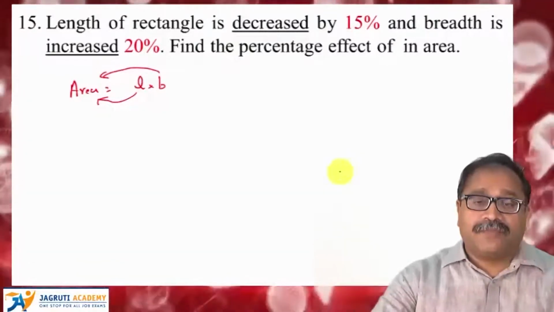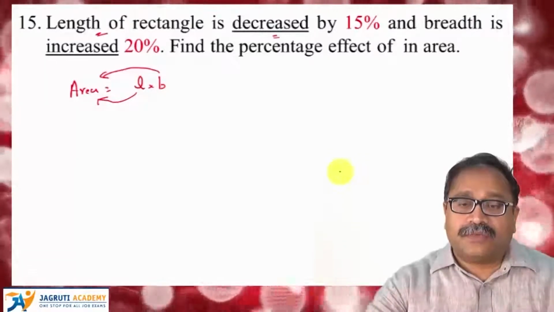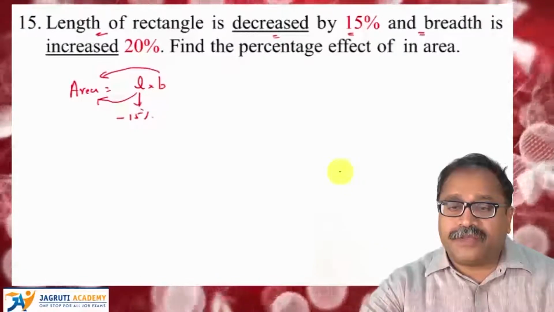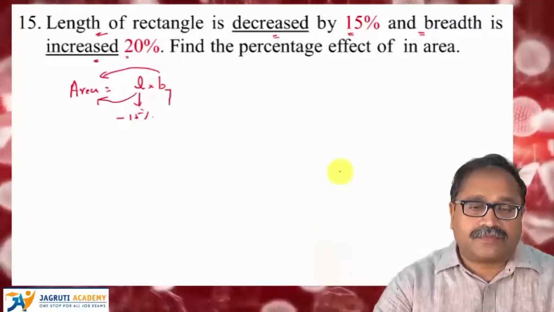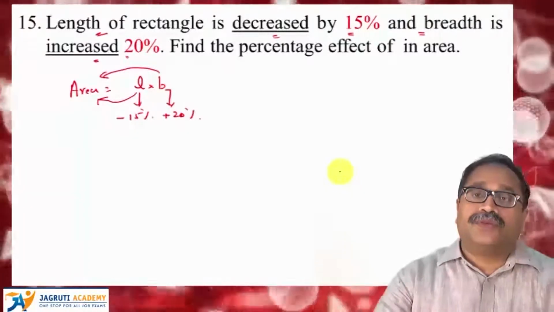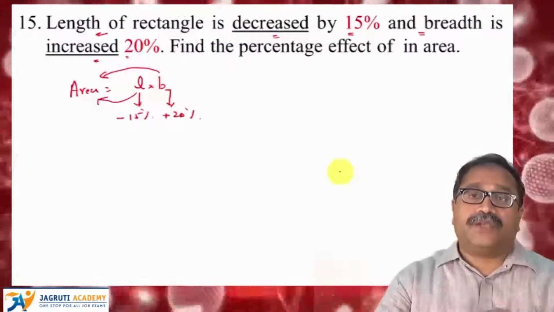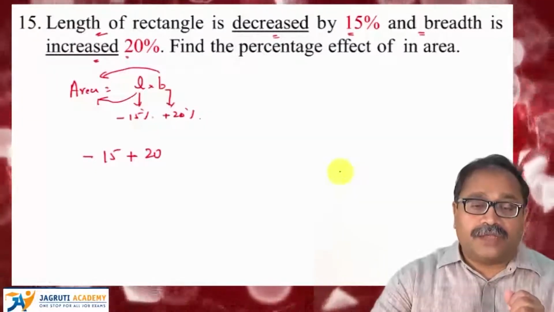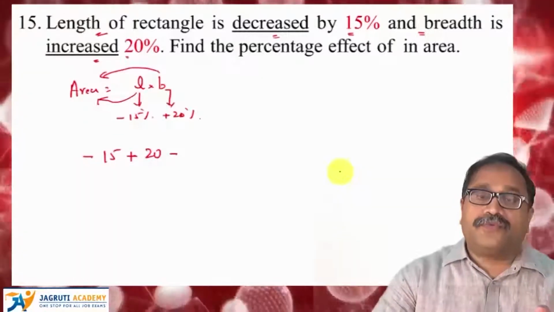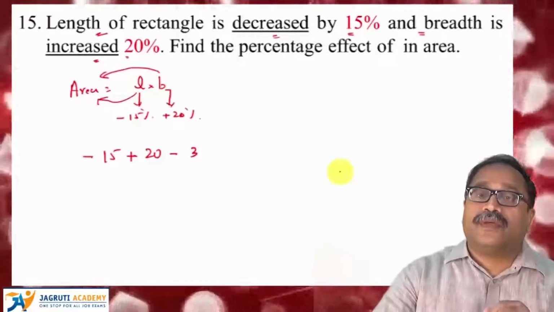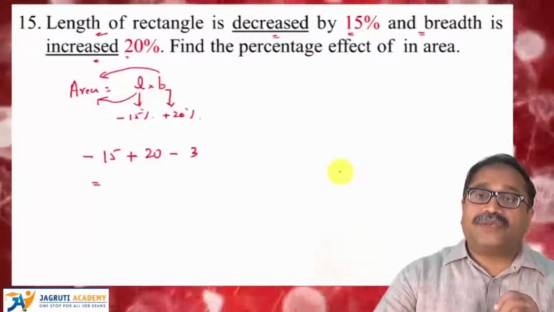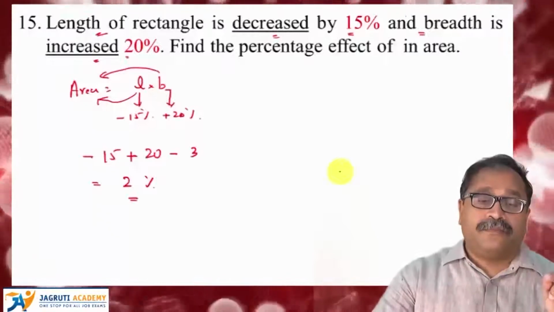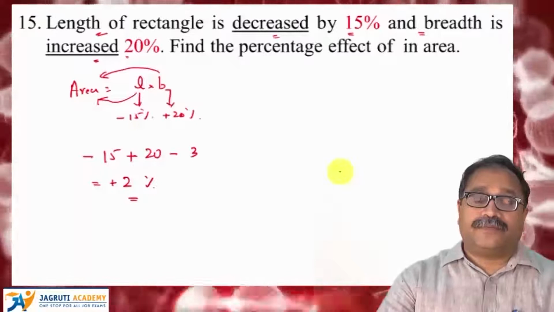So in this case what happens? The length is decreased by 15%. This L is decreased by 15%. And what about breadth? Breadth has increased by 20%. This one is increased by 20%. So the area will have two effects, minus 15 plus 20. So here I can apply the XY formula, that is minus 15 plus 20 minus, because minus into plus is minus, and 20 into 15, that's 300, 300 by 100, which is equal to 3. So it becomes minus 18 plus 20, which is equal to 2. So the area is increased or decreased? As I am left with the plus sign, therefore the area is increased by 2%. Okay.